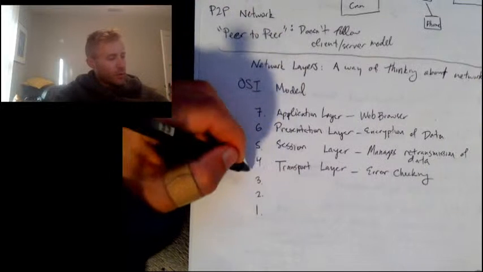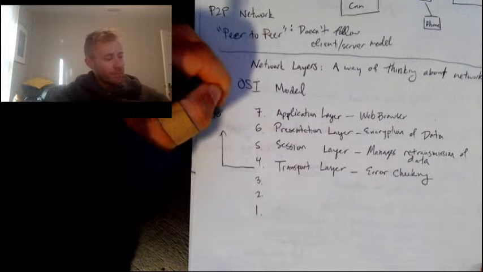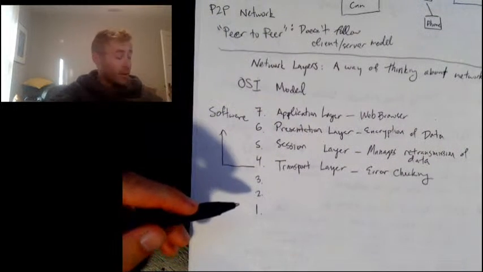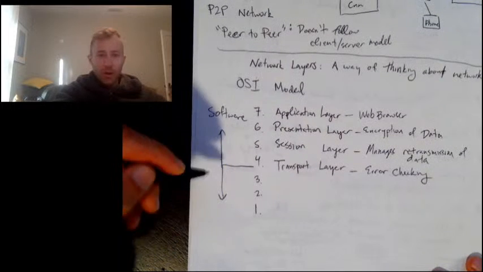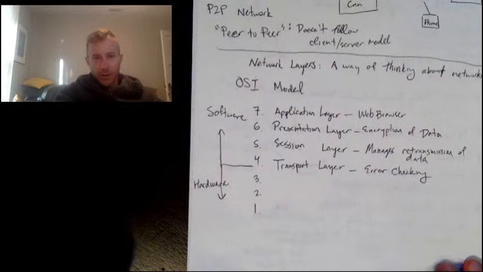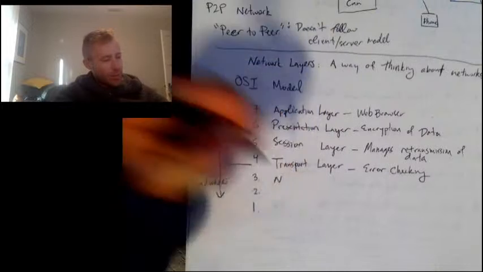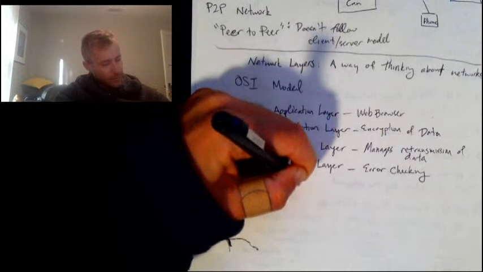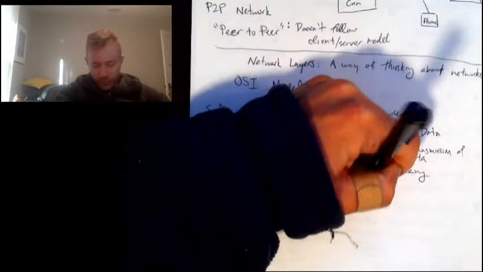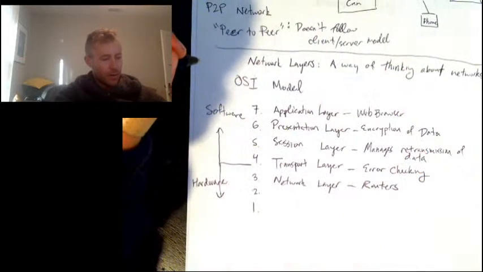Okay, so an important point about these first 4 layers is that these are all software. But as we get closer to number 1, we start to deal with hardware. So there's a hardware side of networking and there's a software side of networking. There's then the network layer, which has to do with routers.